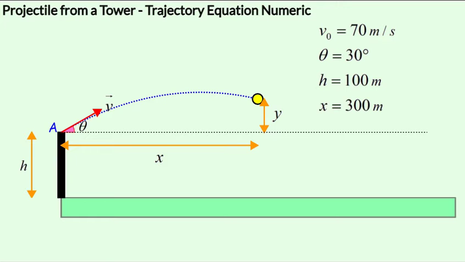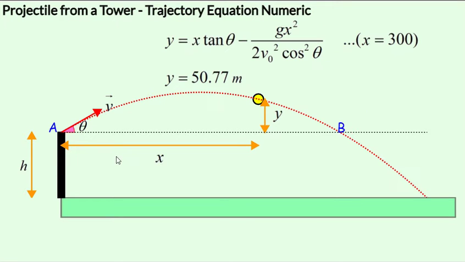This is a case where we are given the x displacement and we need to find the y displacement. So using the trajectory equation, we can make life easy for ourselves. This is the full trajectory, right from the time it is launched to the time that the projectile lands. And we have to find the vertical height above the horizontal reference line AB when the x displacement is 300 meters.